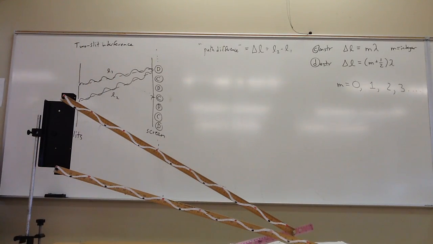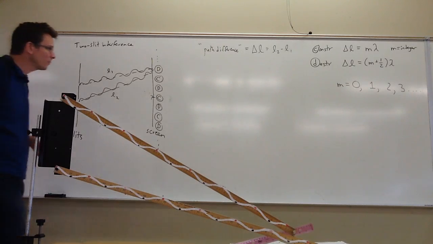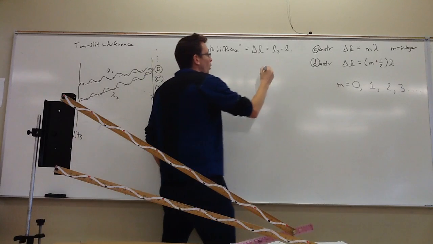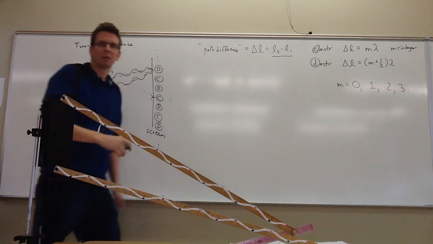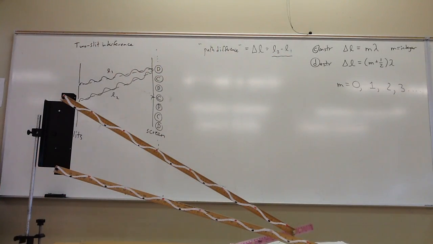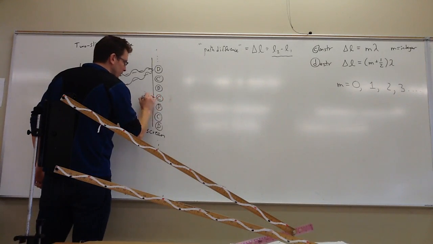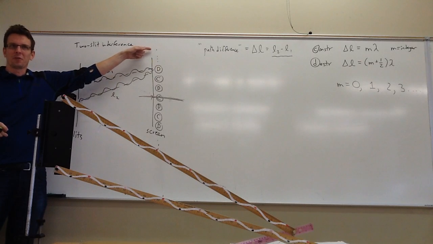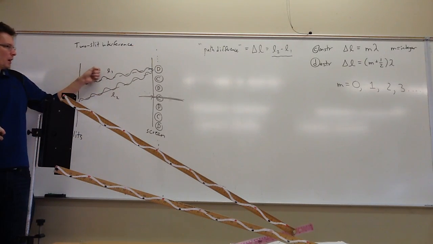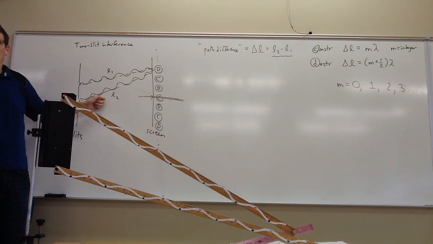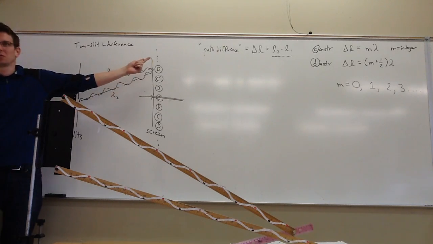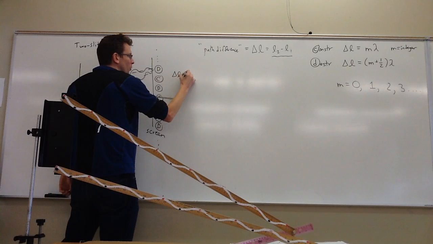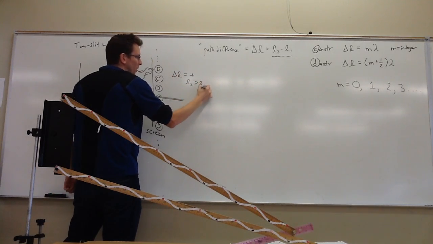I should mention, by the way, that if we decide to define the path difference by always subtracting in this order, 2 minus 1, then, if this is the center of the screen, anytime we're above the center of the screen, which one is going to be longer, L1 or L2? L2, right? Because you have to travel further to get up there from slit 2 than from slit 1. So there, delta L will be positive because L2 is greater than L1.